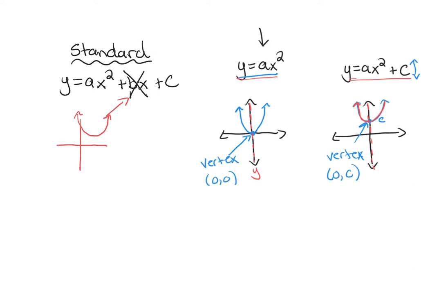And then we are also going to pay attention to a, the leading coefficient. If a is positive, it's going to open up. And if a is negative, less than 0, it is going to open down. Okay, so let's do a couple examples.